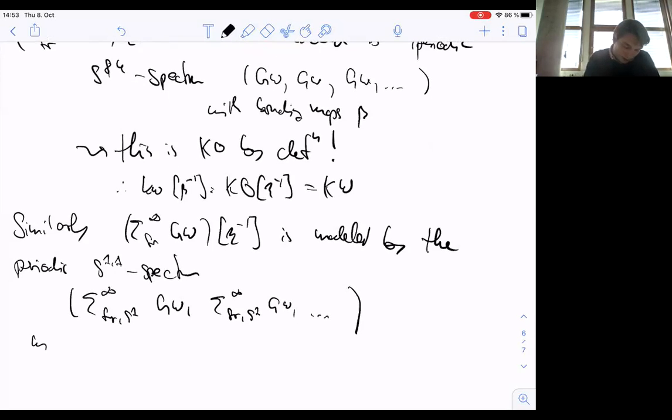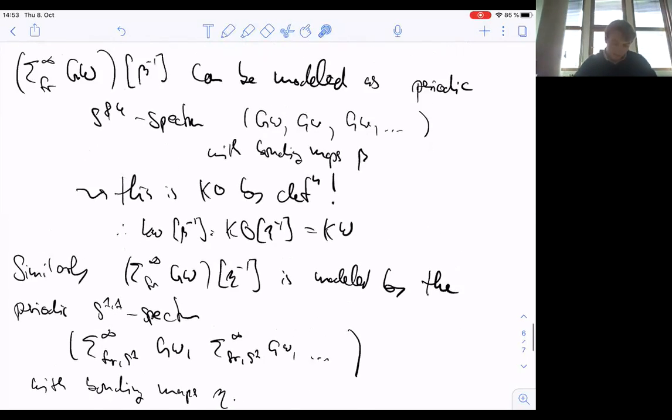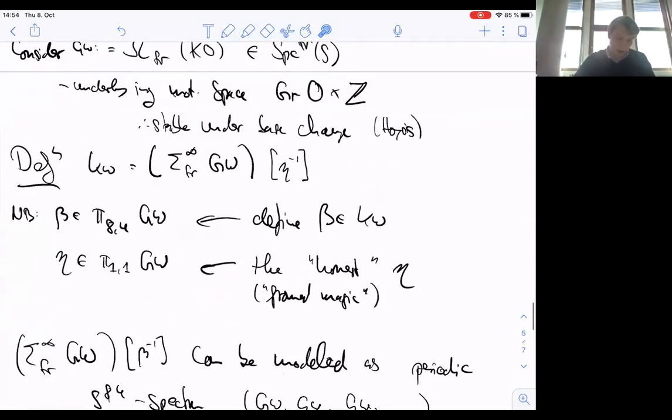With bonding maps eta. Right, so what I mean by this is that instead of doing framed motivic spaces, you do framed motivic spectra. By which I mean sheaves of spectra with frame transfers, so framed motivic S1 spectra. You can put them in the middle here. So you first have to apply this functor, figure out what you get here, and then you have this periodization procedure.